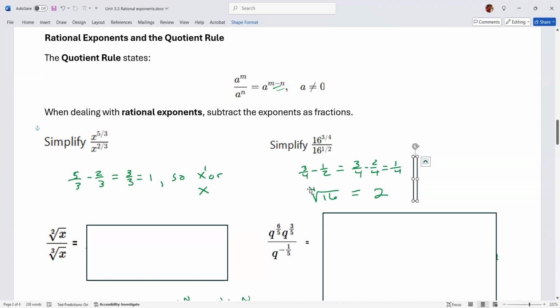So this is really the fourth root of 16, because it's 16 to the 1/4. Well, the fourth root of 16 is 2. And again, if you weren't sure how to do that, you could take 16 and raise it to the 1/4 power, and you will get the answer of 2.